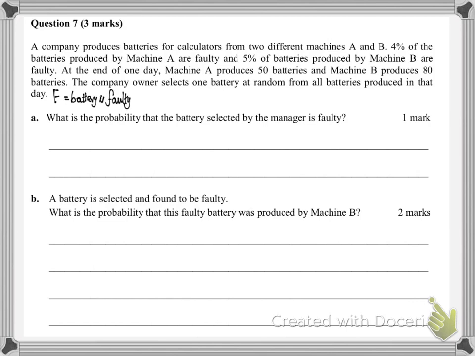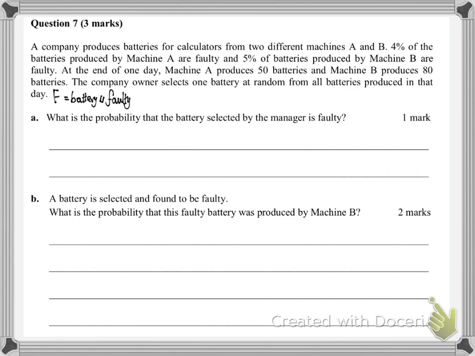Question 7. So, a company produces batteries for calculators from 2 different machines, A and B. 4% of batteries produced by machine A are faulty. 5% of batteries produced by machine B are faulty. At the end of the day, machine A produces 50 batteries, machine B produces 80 batteries. The company owner selects 1 battery at random from all batteries produced in that day.